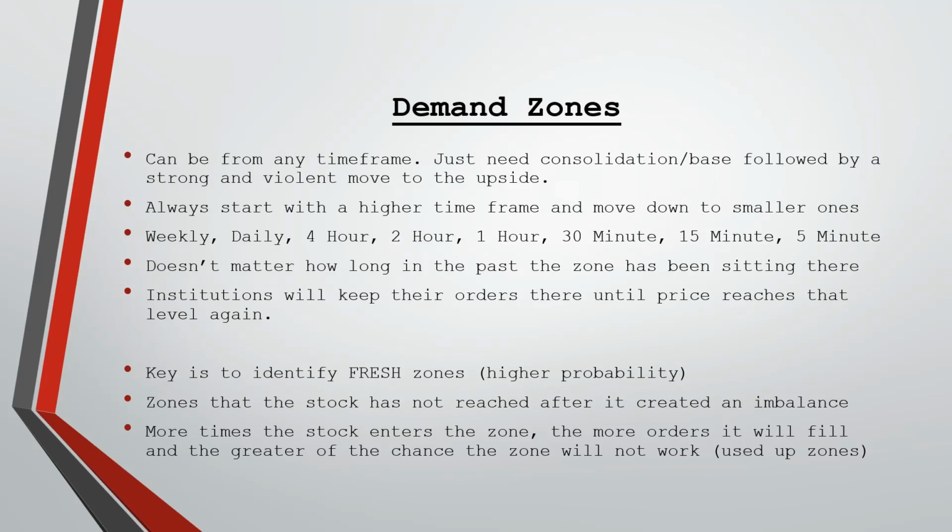So the key is to find these fresh zones, because let's say you'll have 100,000 unfilled orders at that zone, right? When the stock comes and reaches that zone again, those unfilled orders will absorb current market orders. And if the imbalance still is greater, if the demand is greater than supply or supply is greater than demand, the stock will follow to that demand zone or follow to that supply zone, whatever you're looking at, right? But the more times the stock enters the zone, the more orders it's going to absorb, and the greater the chance the zone will break and it will not work. Those are used up zones, right?